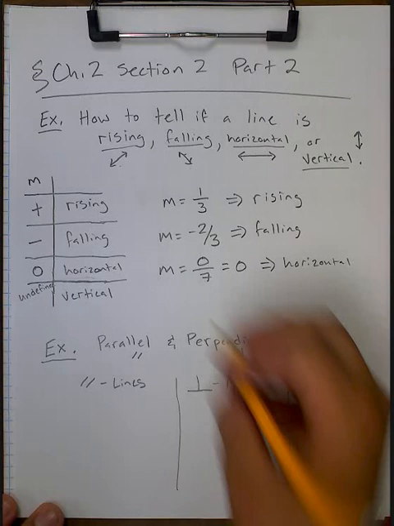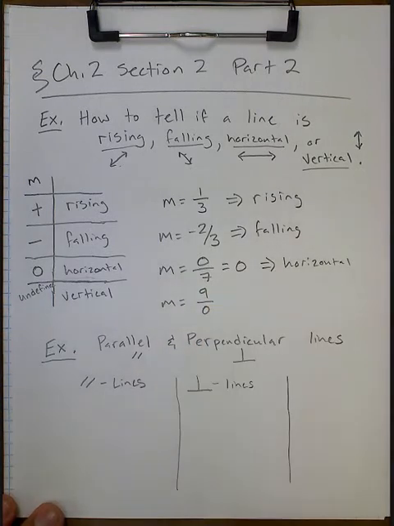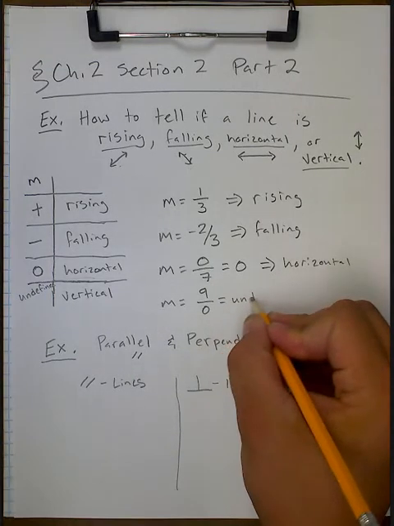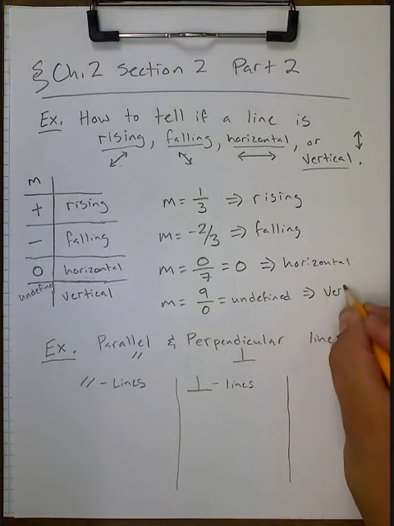And then if we have a slope, let's say 9/0, 0 in the denominator, dividing by 0 is undefined. So this is undefined, and this represents a vertical line.